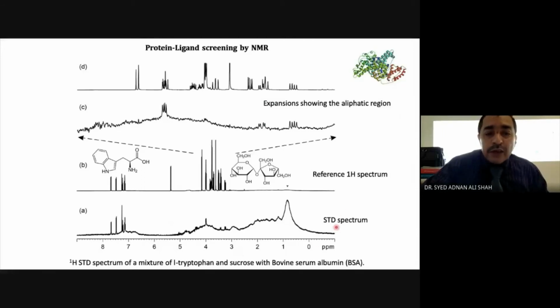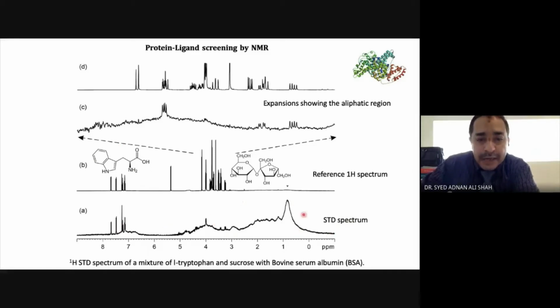So this is one study of the STD NMR study, the binding of L-tryptophan and sucrose with the BSA. You can see L-tryptophan binds with the BSA while sucrose does not, which is easily identified through the proton NMR STD spectrum. This is the reference spectrum of L-tryptophan and the glucose. This is the glucose signal. This one is the L-tryptophan signal. And this is the STD NMR spectrum.